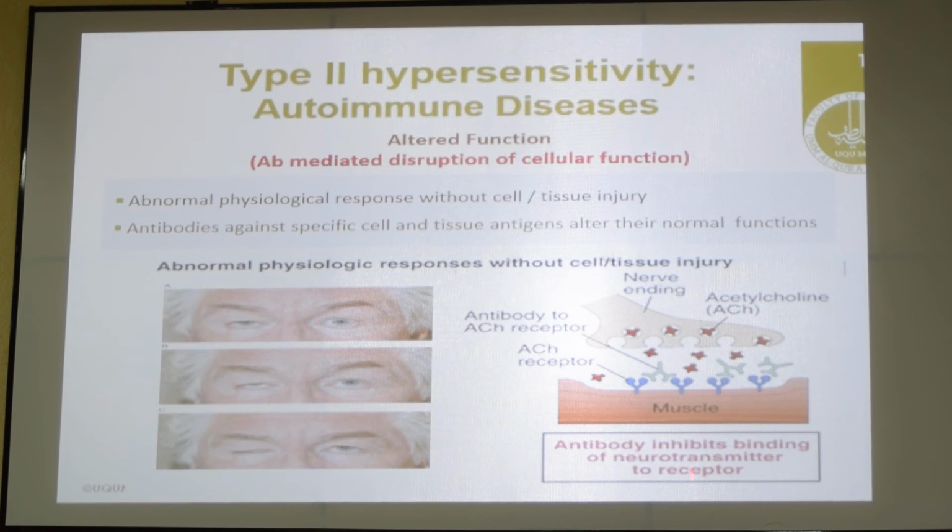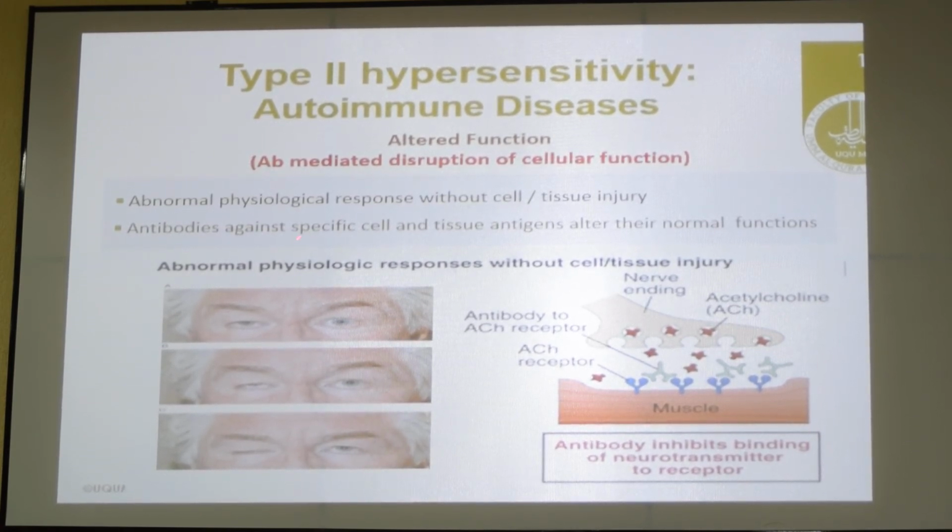In myasthenia gravis, antibodies are produced against these receptors, so they block them. And when the actual acetylcholine is released, it will not find the space to bind with these receptors. So when the nerve impulse comes, there is no further transmission, no signal to the muscle.